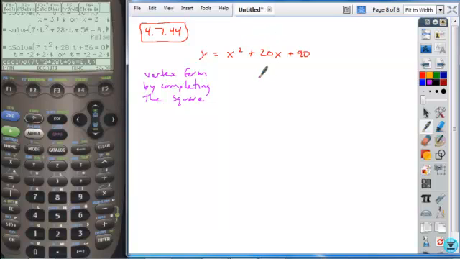So if you complete the square, you get y is equal to, we group our x terms and leave our constant to the outside, and then we complete the square. So completing the square, we take half of our b value, so half of our first three terms coefficient, which is positive 10, square that, so we're going to add 100 inside.